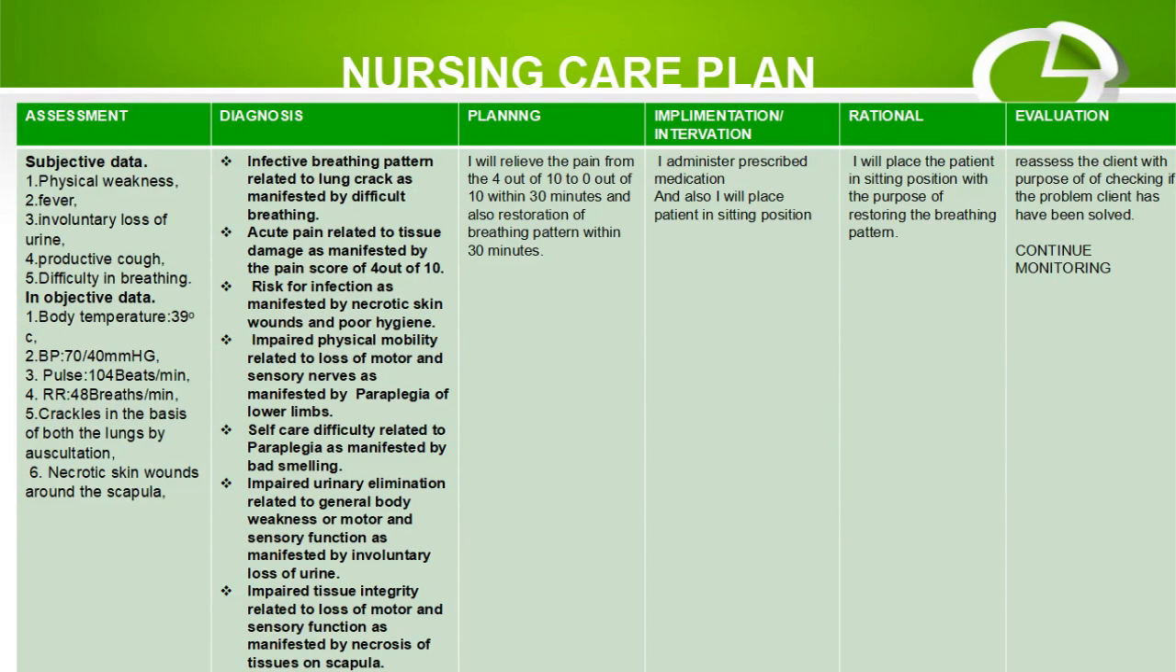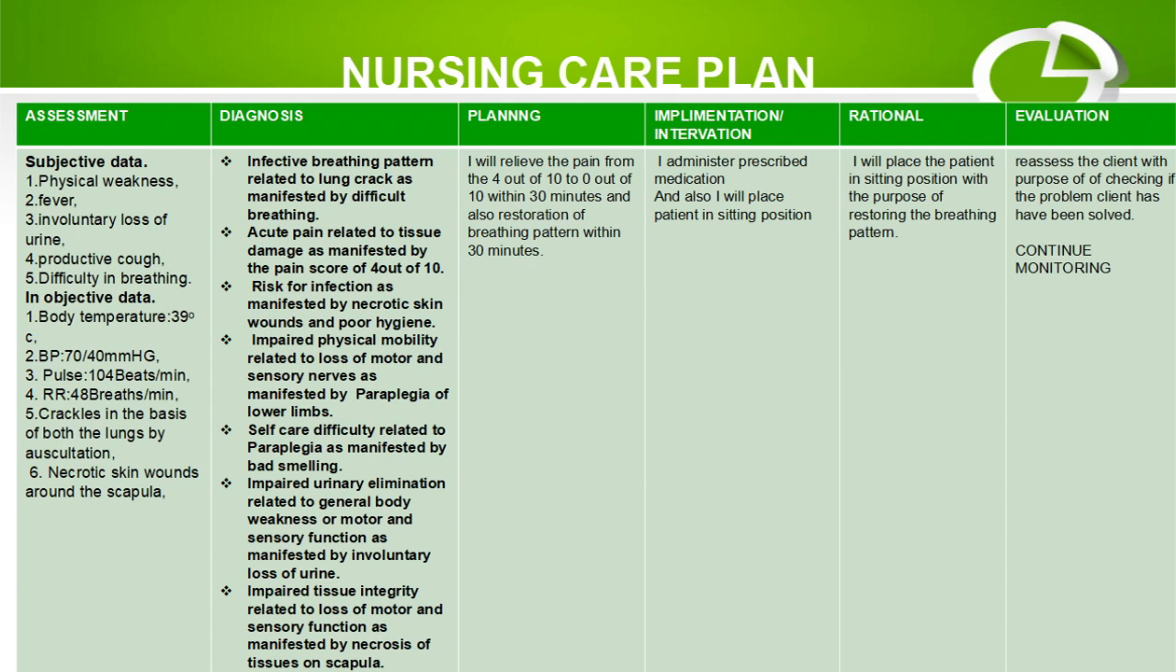The first nursing diagnosis is ineffective breathing pattern related to lung crackles as manifested by difficulty breathing. Acute pain related to tissue damage as manifested by the pain score of 4 out of 10. Risk for infection as manifested by necrotic skin wounds and poor hygiene. Impaired physical mobility related to loss of motor and sensory nerves as manifested by paraplegia of lower limbs.